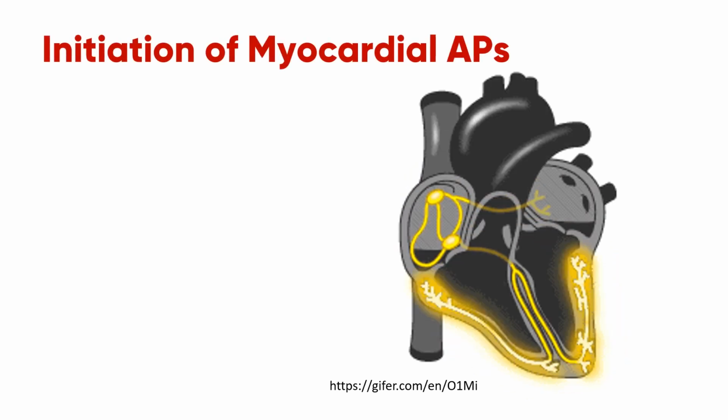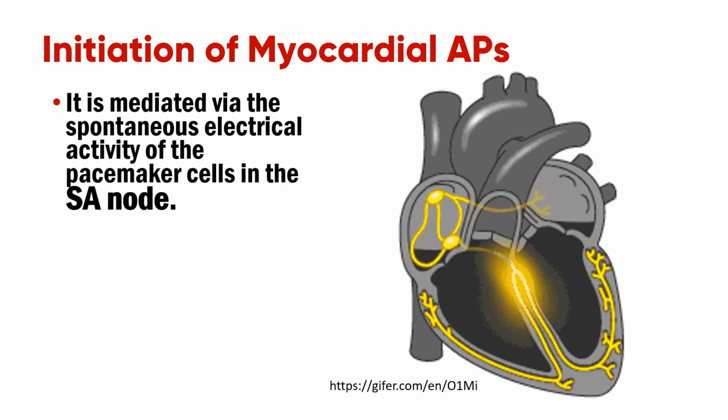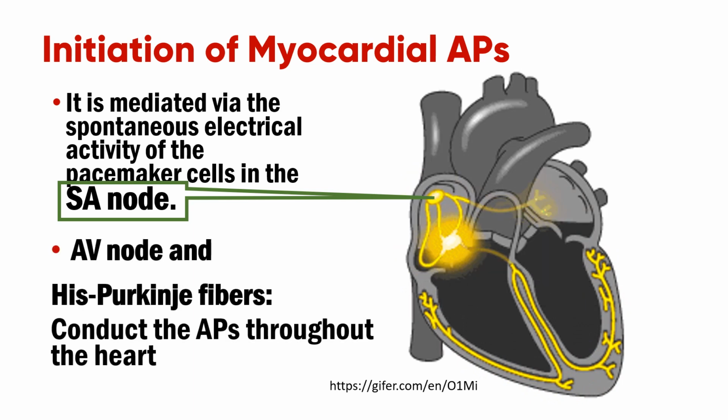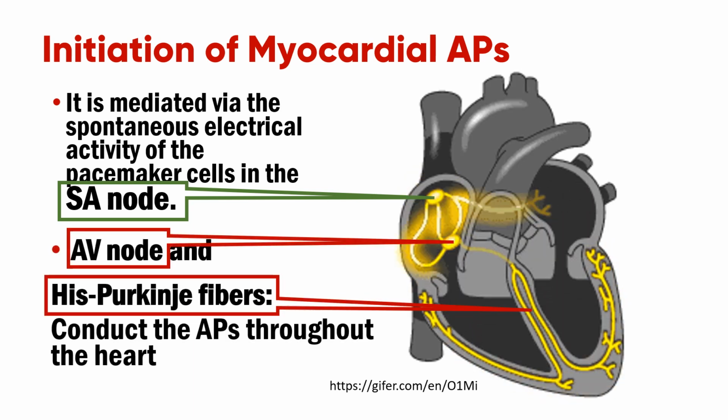How are APs of cardiomyocytes initiated and conducted? It is mediated via the spontaneous electrical activity of the pacemaker cells in the SA node. Then, the AV node and His-Purkinje fibers conduct the APs throughout the other parts of the heart.